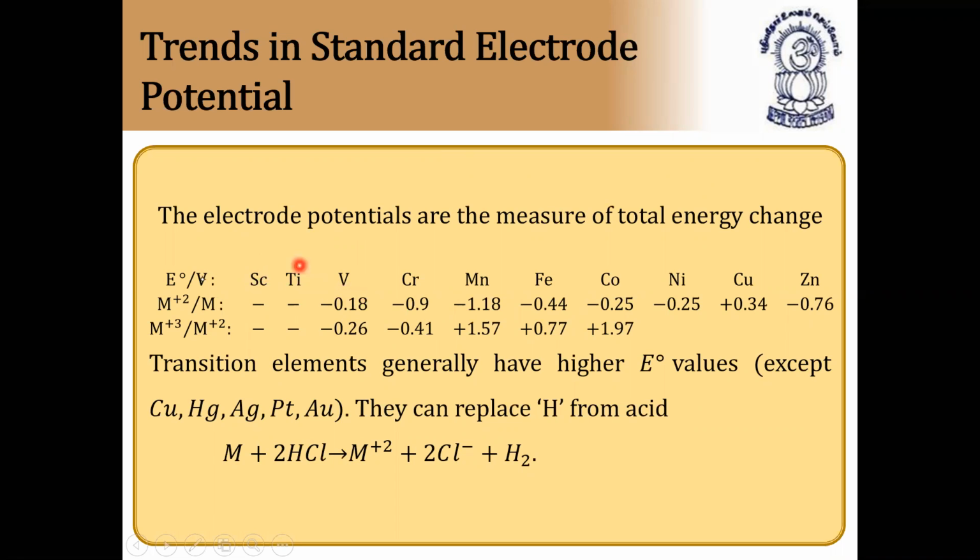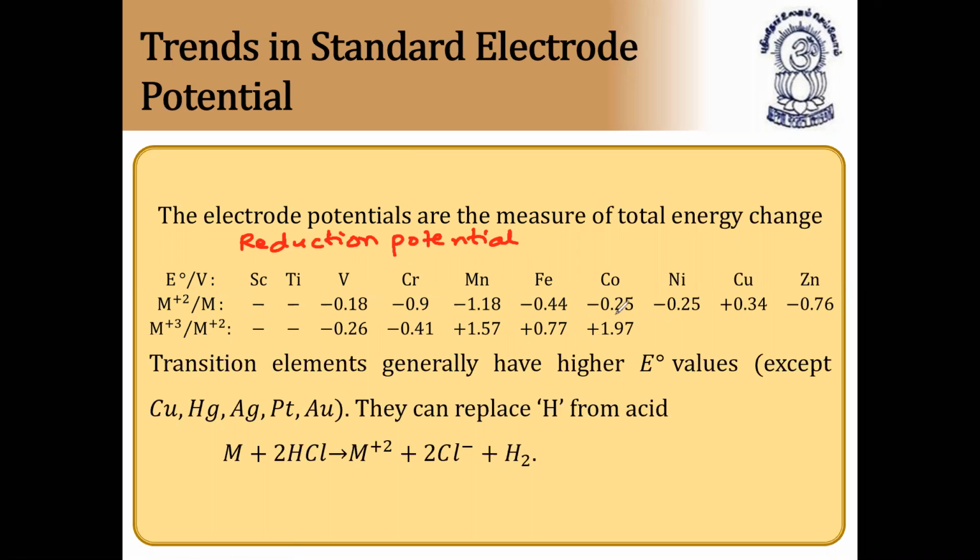Vanadium is negative. These are reduction potentials, from M+2 to M and M+3 to M+2. So this is nothing but reduction potential values. By seeing the reduction potential values, you can easily see which is most reducing. Vanadium is minus 0.18, chromium minus 0.9, manganese minus 1.18, then iron, that is M+2 to 0.